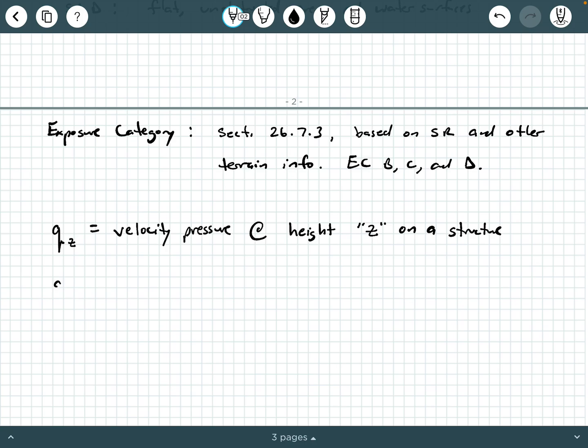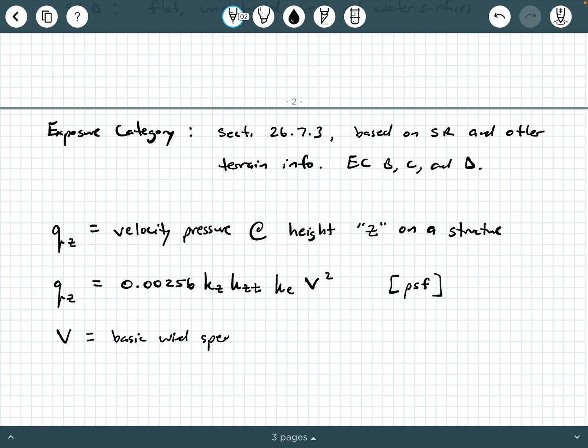Well, the velocity pressure, Q sub Z, is calculated as 0.00256 Kz, Kzt, Ke V squared. And this is going to pop out units in PSF, okay? Now, this V right here is that basic wind speed that we talked about a few minutes ago, right? This is the basic wind speed in miles per hour that we get from the maps in chapter 26, okay?